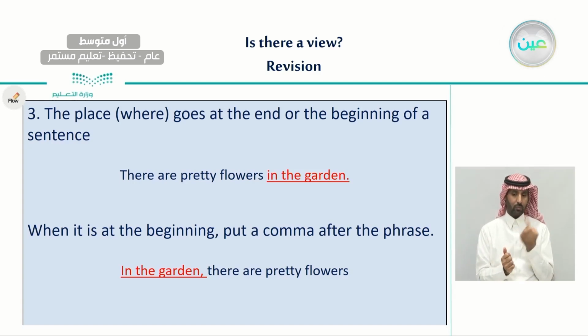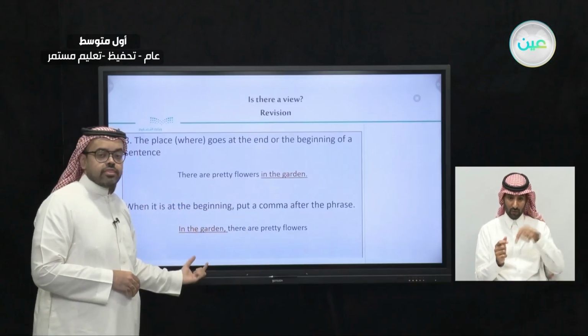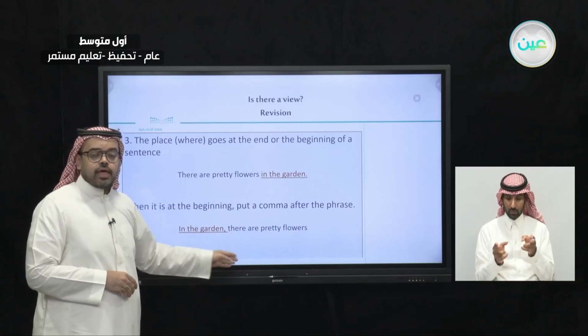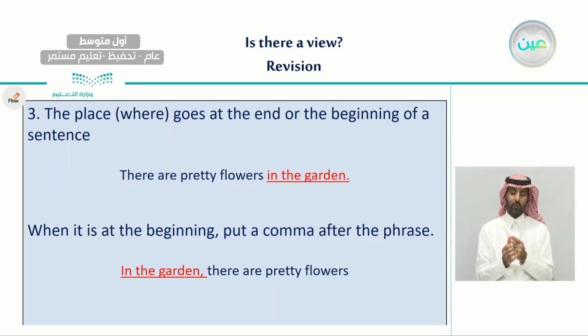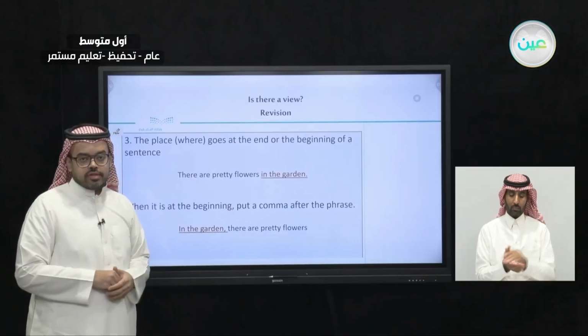When it is at the beginning, put a comma after the phrase. So for this phrase, or this place, in the garden, we put it at the beginning and we add comma, and then we'll continue the sentence. So in the garden, there are pretty flowers. So we learned that with places, we can use them at the end of the sentence or at the beginning of the sentence as well.